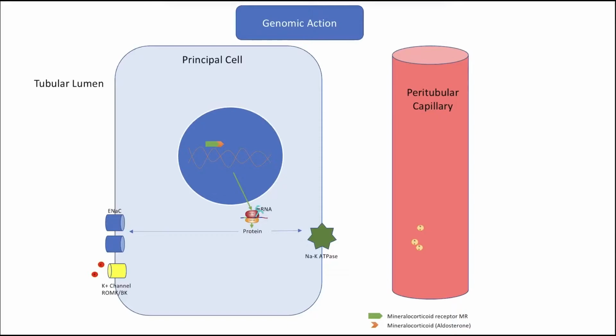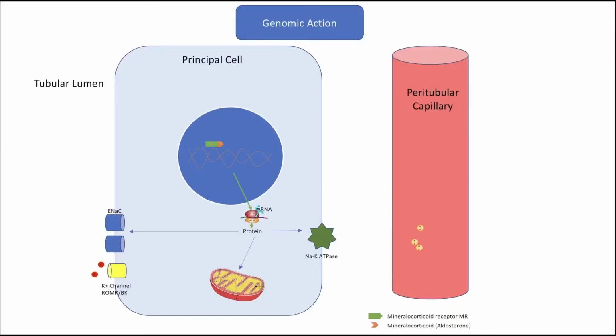Another important group of proteins synthesized by aldosterone are the different proteins involved in the electron transport chain in the mitochondria, so as to synthesize the ATP needed for the continuous activity of this sodium potassium ATPase. So this is the genomic action of aldosterone, which is comparatively a slower process and takes around 20 to 40 minutes for the new protein synthesis.